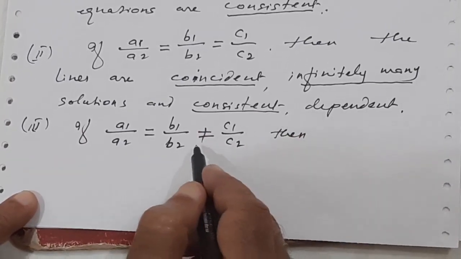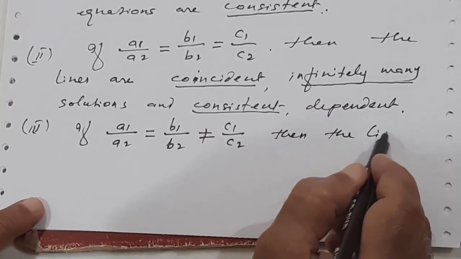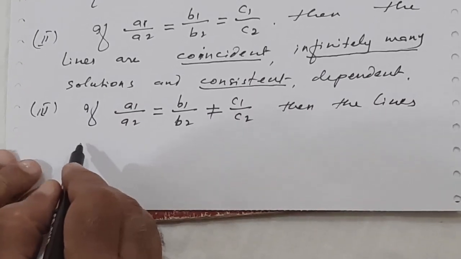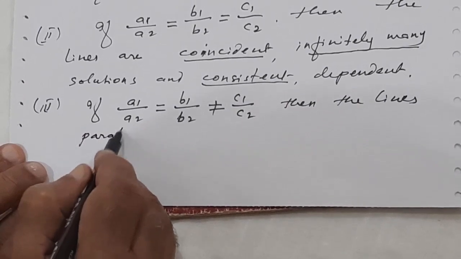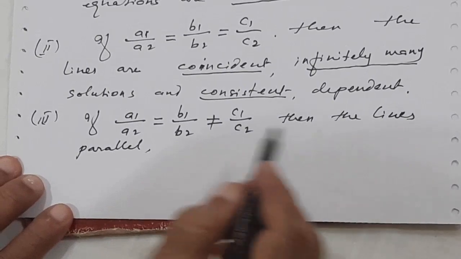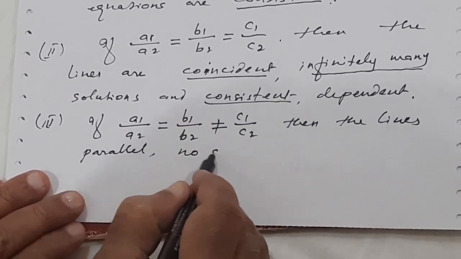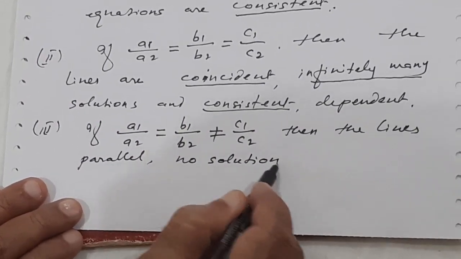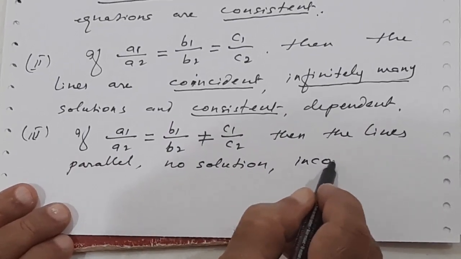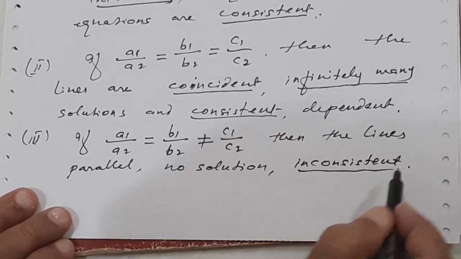We have already done this in our graph. Then the lines are, yes, right. If you thought parallel, then you are right. Lines are parallel. These lines are parallel, they will not intersect each other. So therefore there is no solution. And these lines are inconsistent. Equations are inconsistent. These things are very important.